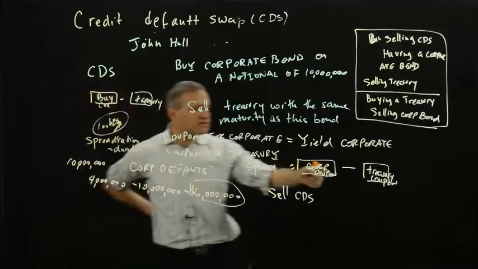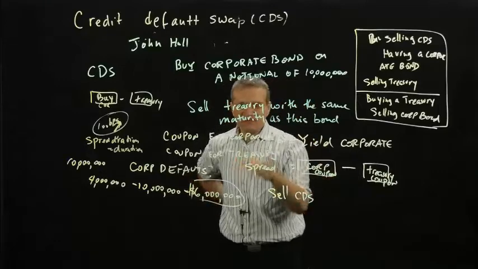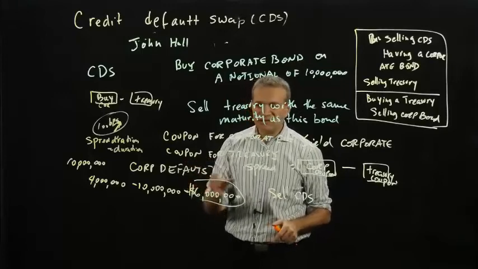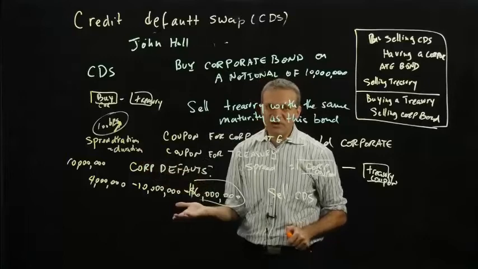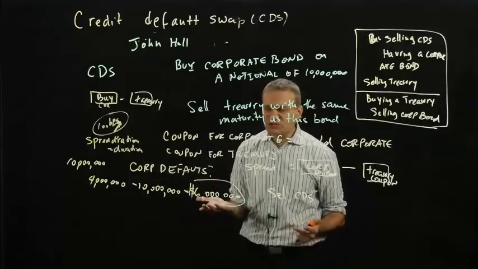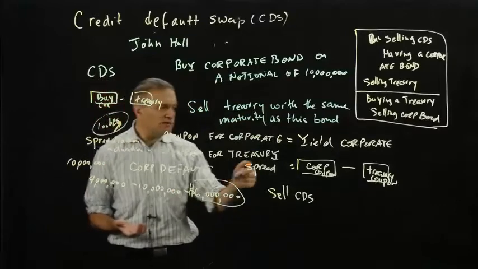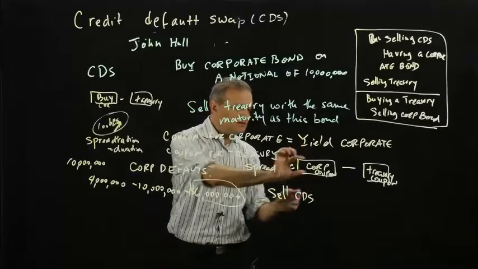But the treasury bucket is not going to contribute anything to your spread risk, because the spread duration of treasury is 0. So all the spread duration is going to come from this part.